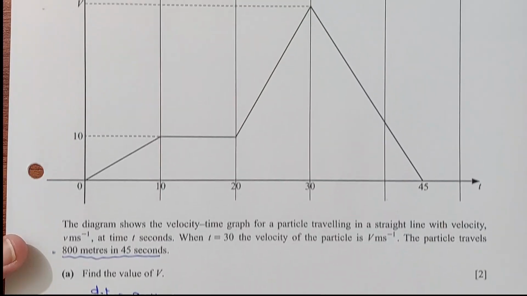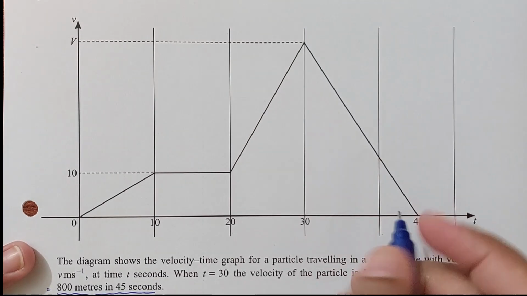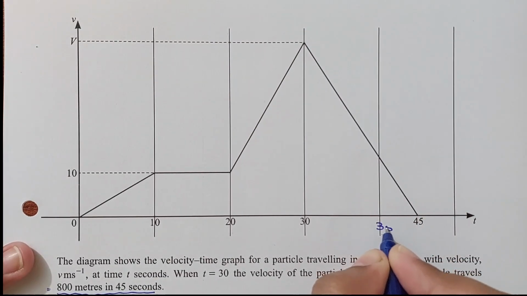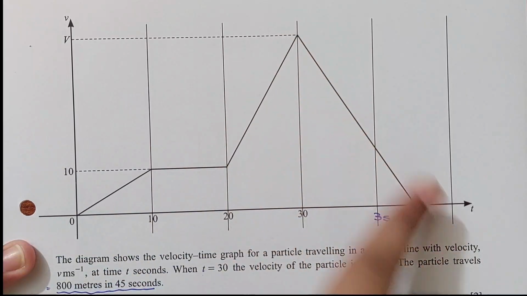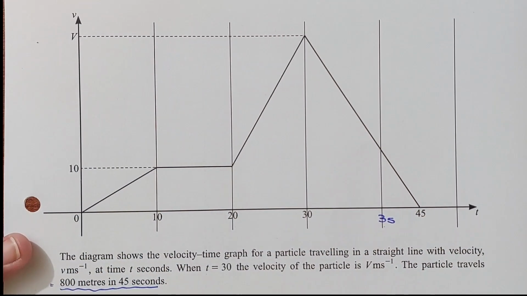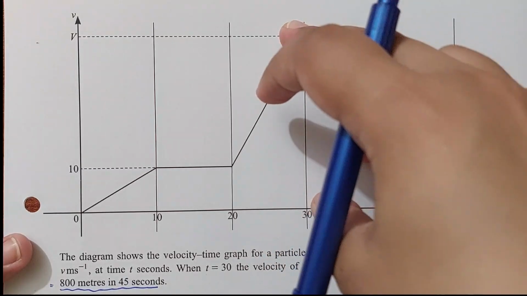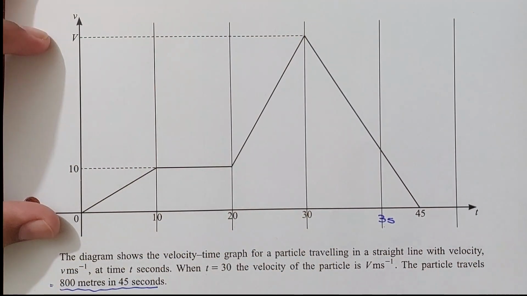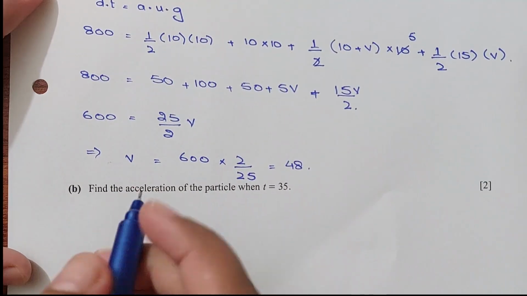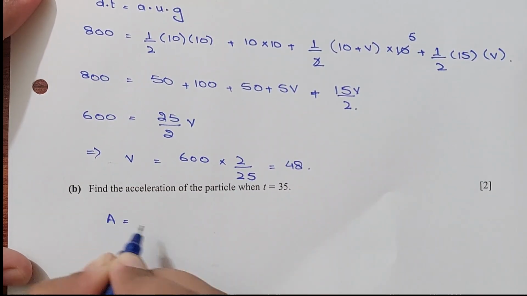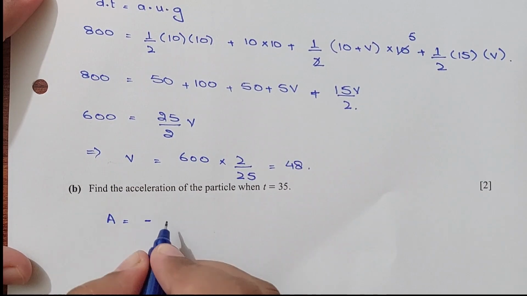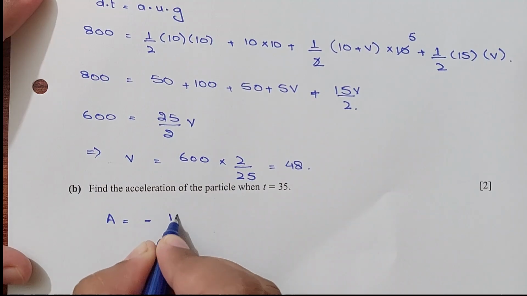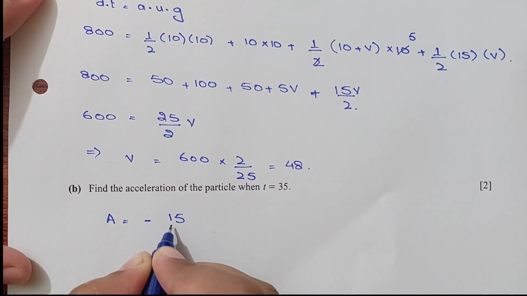Acceleration is basically the gradient. So at t equals 35, this is a deceleration. It's going downward, so it is negative, right? Which is the change in y values over the change in x values. The y value changes by 15 and the x value changes between 0 to v, which is 48. So the acceleration is negative because it is downward. Change in y value is 15 over change in x values.